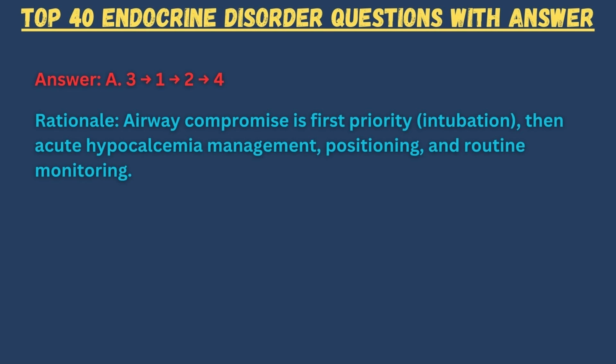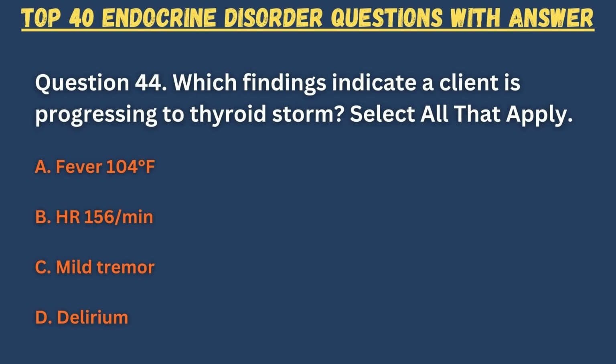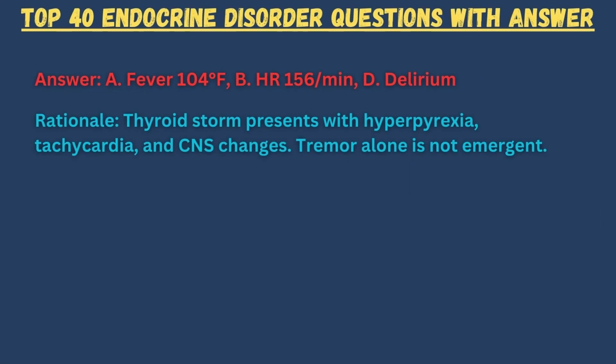Rationale. Airway compromise is first priority, intubation, then acute hypocalcemia management, positioning, and routine monitoring. Question 44. Which findings indicate a client is progressing to thyroid storm? Select all that apply. A. Fever 104 degrees Fahrenheit. B. Heart rate 156 per minute. C. Mild tremor. D. Delirium. Answer. A, B, and D. Rationale. Thyroid storm presents with hyperpyrexia, tachycardia, and CNS changes. Tremor alone is not emergent.